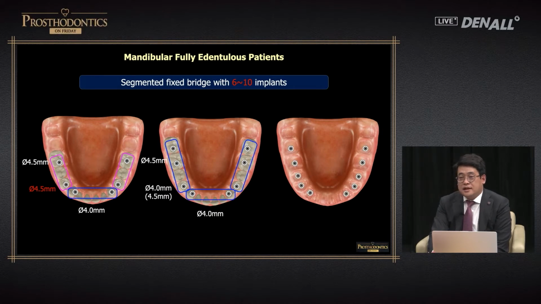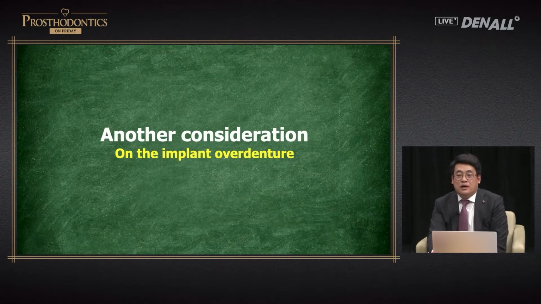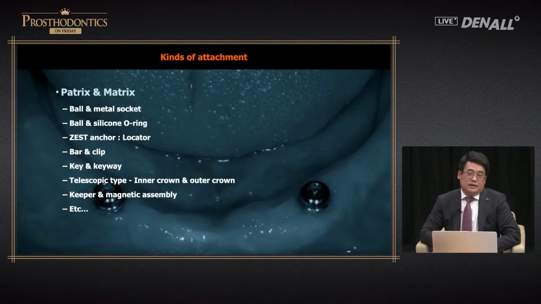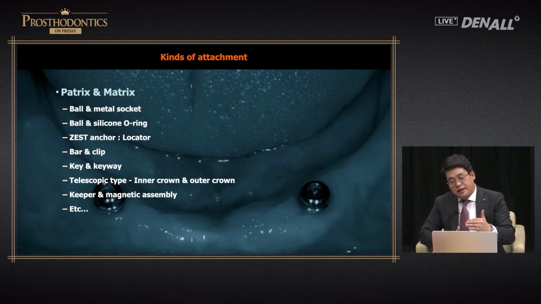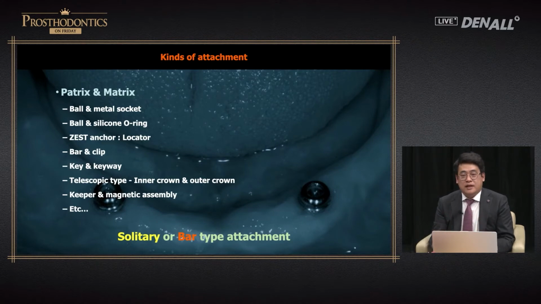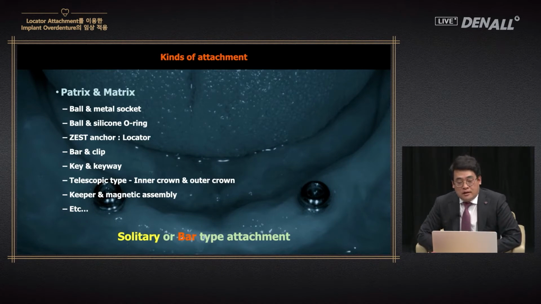When you do bridge, for placement, I think you should increase the diameter of the implant. When we do overdenture, we need to consider the types of attachment. There are so many attachments available in the market, and some are not even on the list. When we classify them, it can be divided as single type, in other words, the solitary type, or the bar type attachment, where implants are connected. It can be divided into 2, like this.